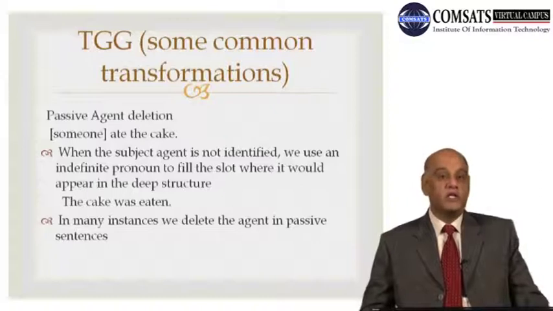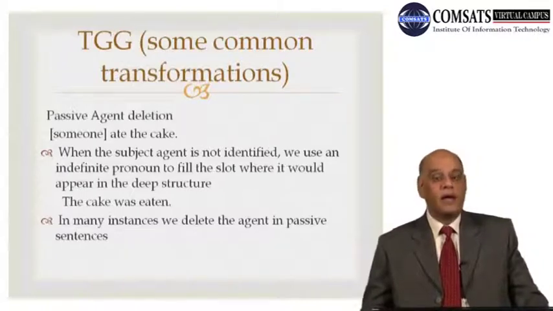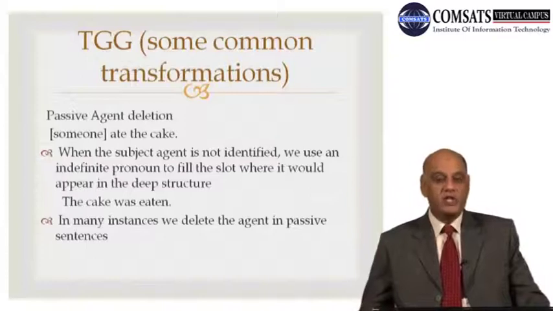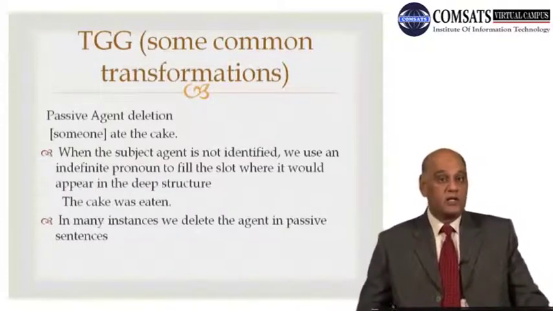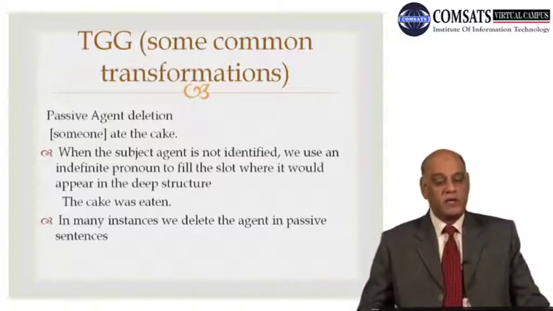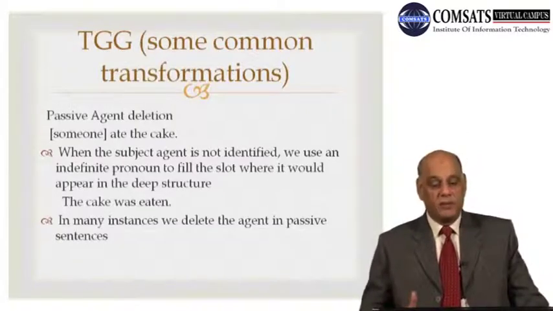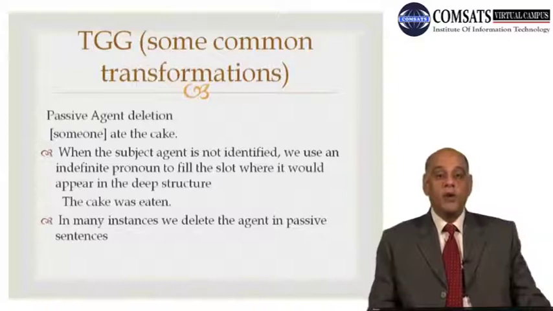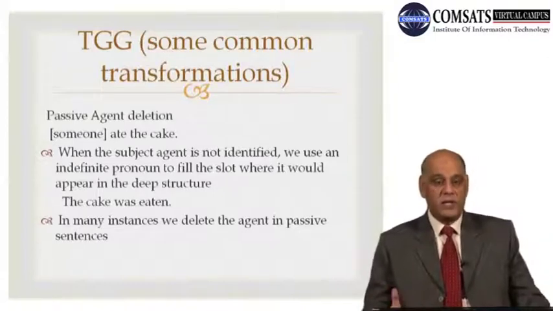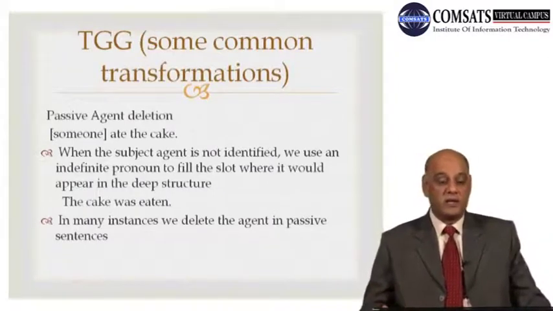The cake was eaten. Now look at this passive voice sentence: the cake was eaten. Here, who ate the cake is not there, the action doer is not there, the agent which acts as the subject of a sentence is not there. It's a passive voice sentence. You have the object, you have the verb, but you don't have the subject. Who ate the cake? The agent is missing.